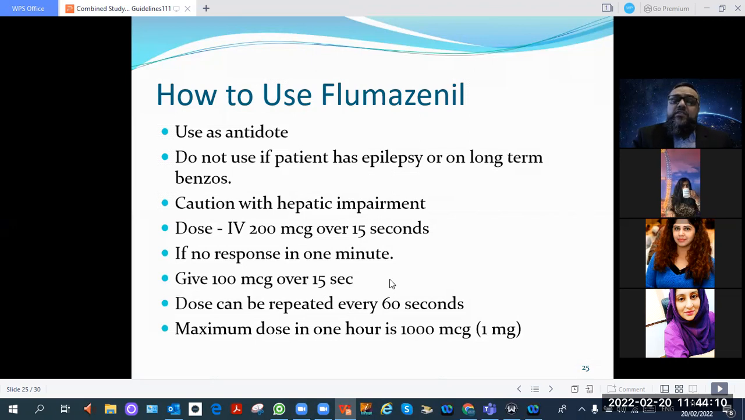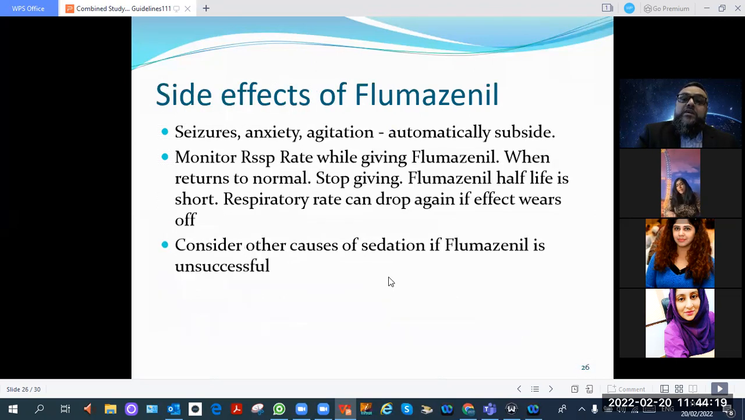Again, it is usually the job of medics, but you should know these things in case you have to use it sometime. And side effects of flumazenil, so seizures, especially in a benzodependent patient, seizures can happen, or if the patient has epilepsy.